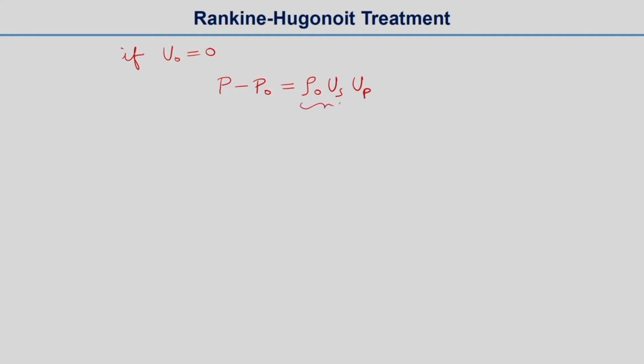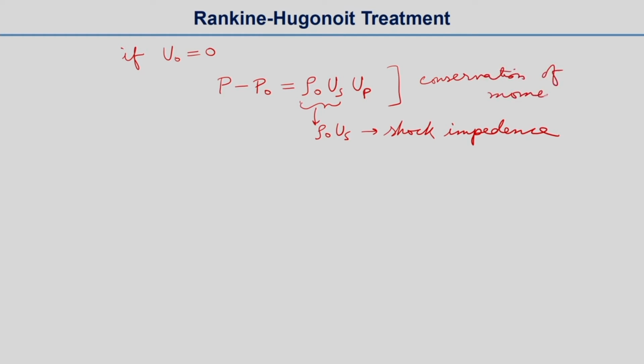So this term, rho naught Us, is known as shock impedance, like we got earlier, sonic impedance. And this is the relation of conservation of momentum for u naught equal to 0.